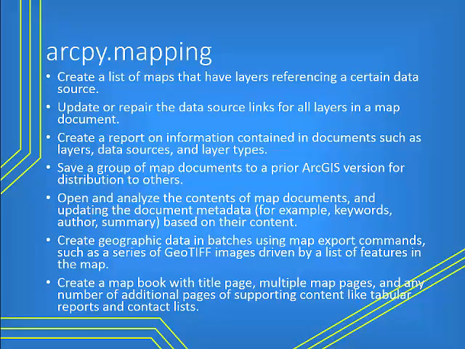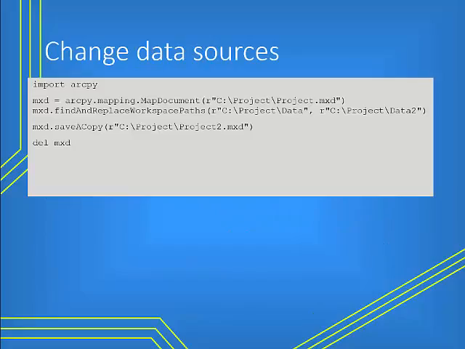You can also create a map book with title page, multiple map pages, and any number of additional pages of supporting content like tabular reports and contact lists. There are numerous reasons why data sources need to be repaired or redirected to different locations. The idea of making these changes manually in every affected map document can be overwhelming.